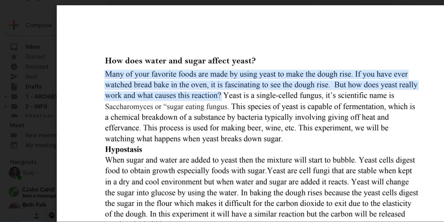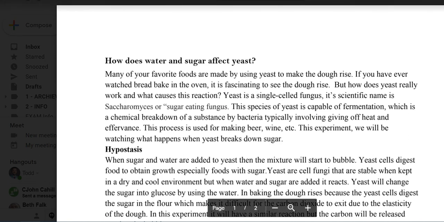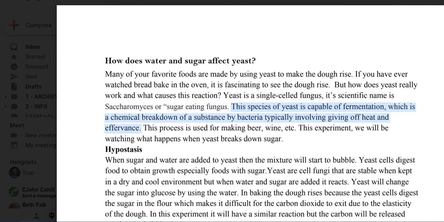All right, yeast is a single-celled fungus. Actually, there's many different types of yeast here, so make sure you dig deeper. You just kind of brushed upon Saccharomyces here, which is one type, but there's many types of yeast. Please make sure you explore this a little bit more, okay? You said this species of yeast, again, this is not a species, this is a whole genus, I think, of yeast, is capable of fermentation. Actually, pretty much any yeast can ferment here, so be careful with that, which is a chemical breakdown involving heat and effervescence, which it does, but again, how does this work?